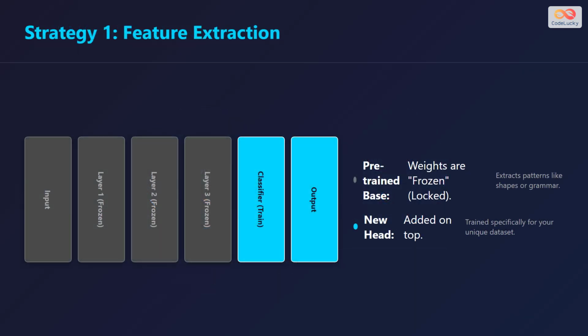There are two main strategies to apply this. The first is feature extraction. Here, we take a pre-trained model and freeze its weights, meaning we lock them so they don't change. We treat this frozen model as a feature extractor that identifies shapes or grammar. We then add a new, small layer on top, called a head, and train only that new layer on our specific dataset.